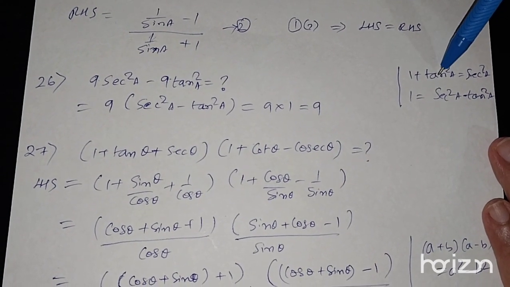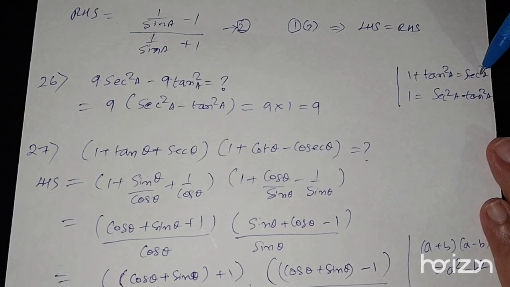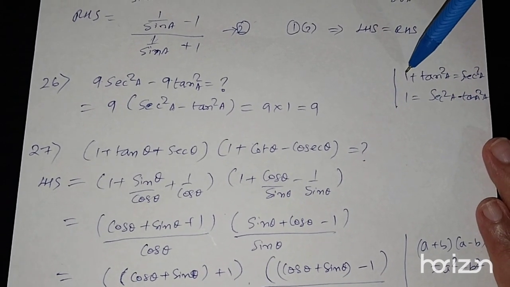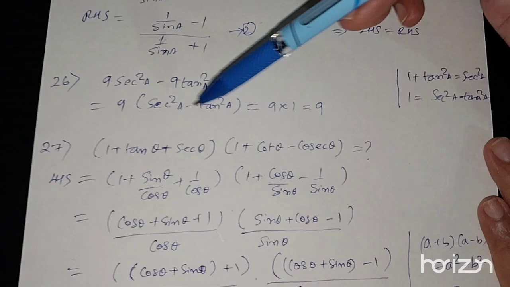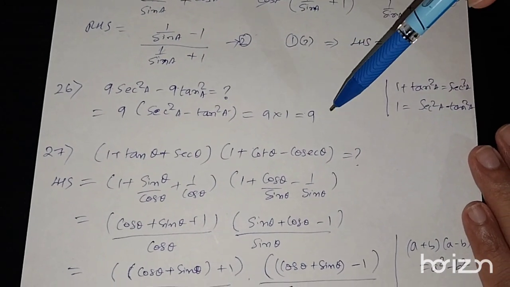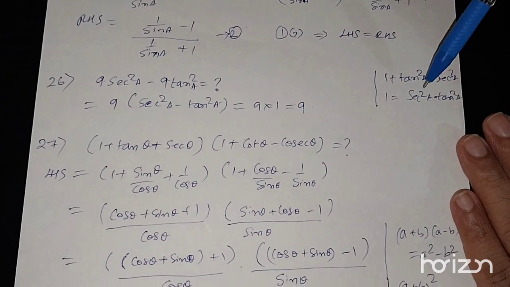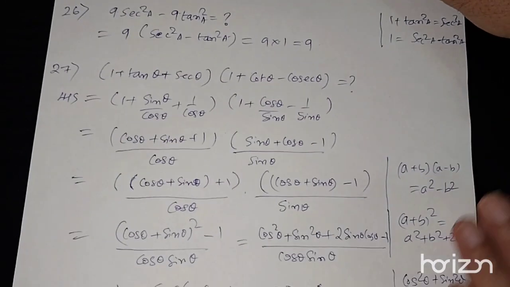So if I take the tan squared A to the other side, what will I get? Secant squared A minus tan squared A equal to 1, right? So secant squared A minus tan squared A equal to 1. Substituting for that, we get 9 into 1 equal to 9. So you have to remember these trigonometric identities to solve such problems.